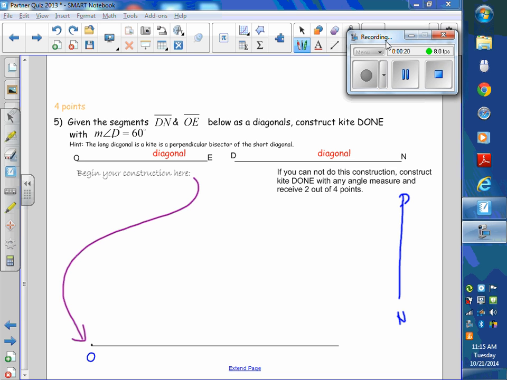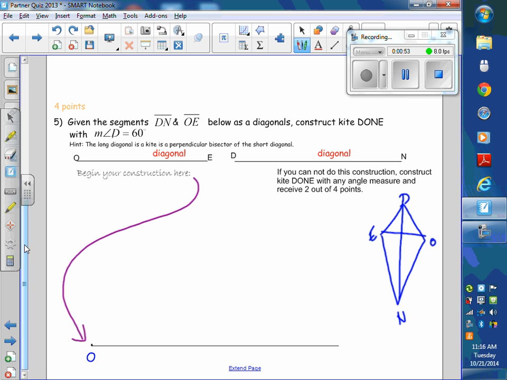So OE would be like that. So DONE is what we're going for, right? Now, if I start at O, one possibility would be to mark off OE. So I'm going to run it through sketch-wise. If I marked off OE, then I would find a perpendicular bisector line. Does that make sense?